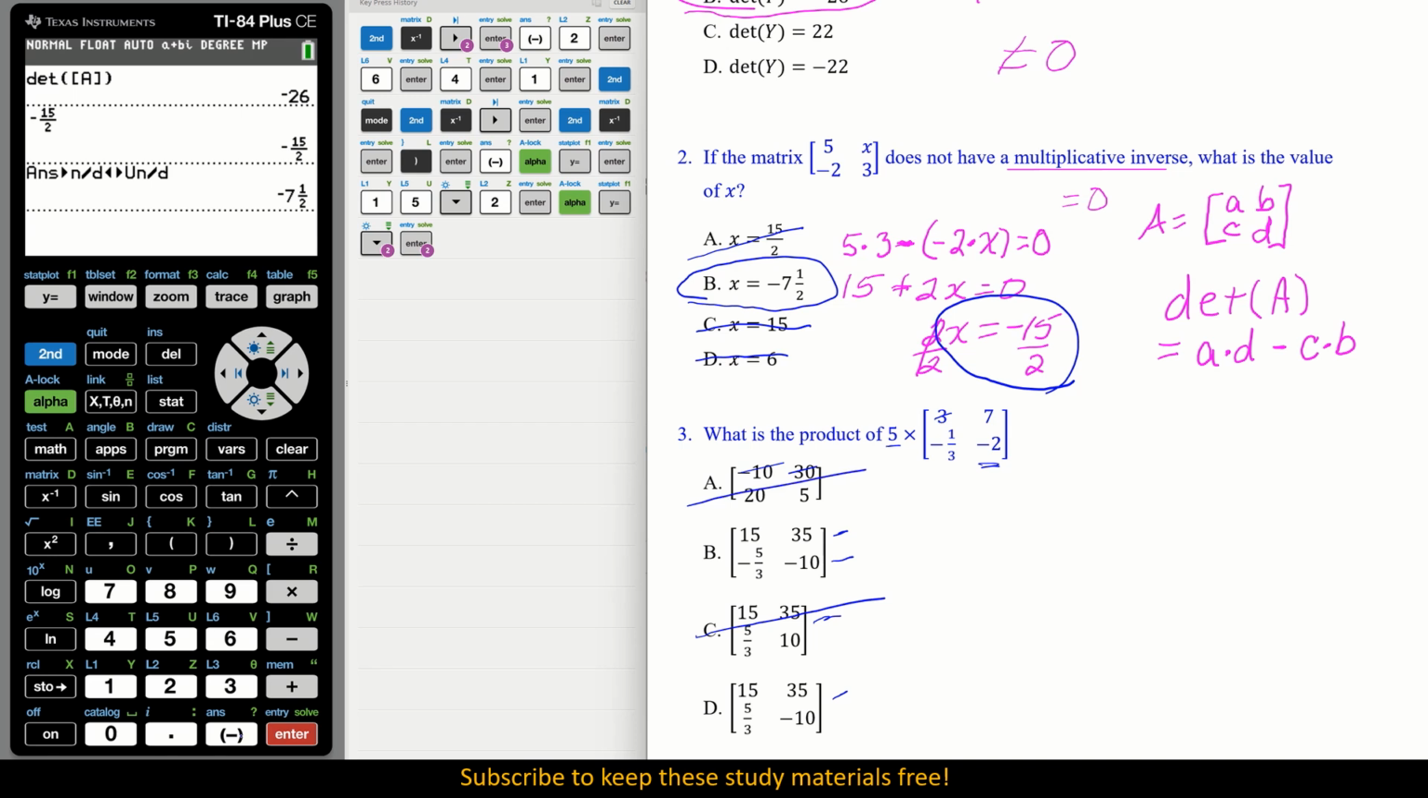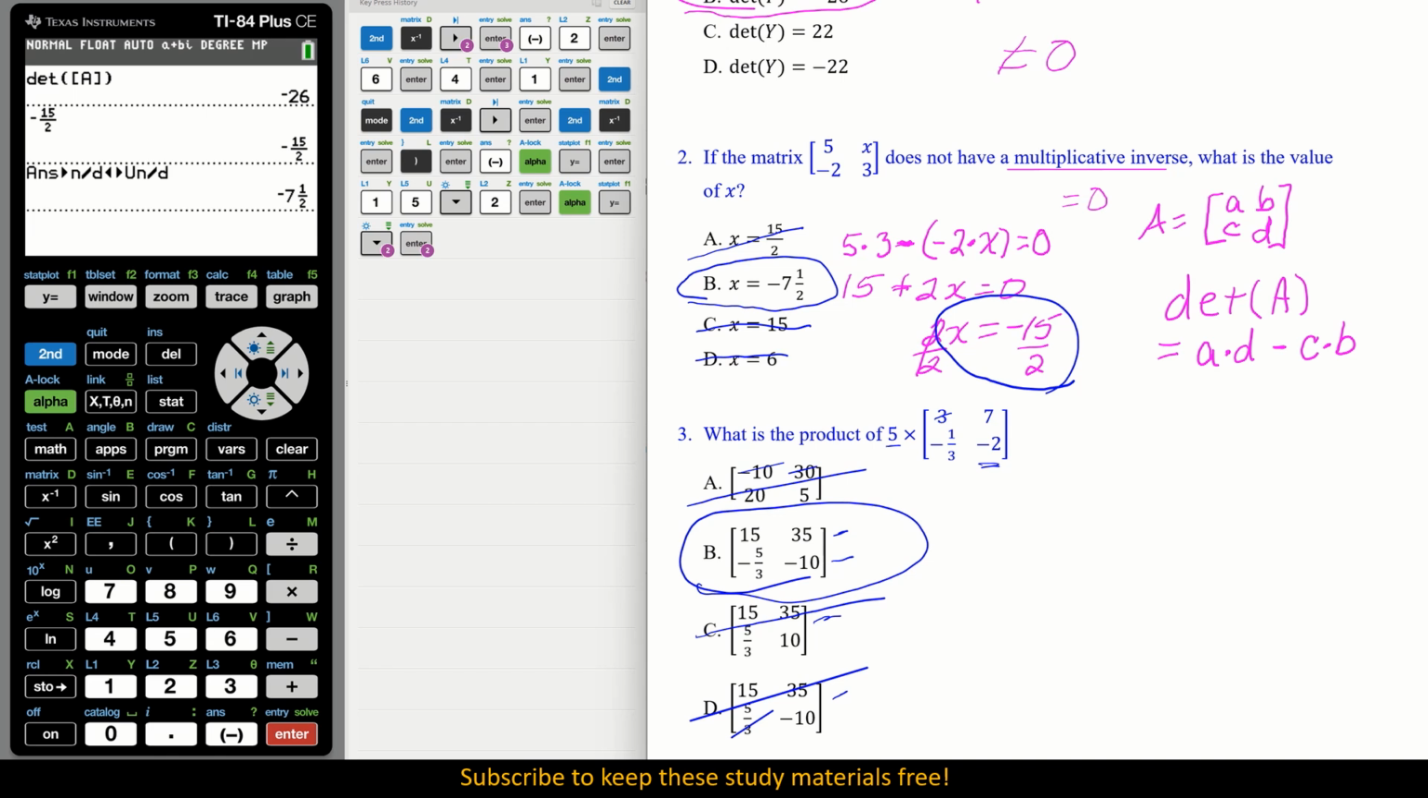Now, 5 times negative 1/3. Well, a positive times a negative is a negative. So we're looking for a negative value. So obviously D will not work. But either way, 5 times 1 is 5. So that is 5 over 3. That's a negative 5 over 3. So B works.